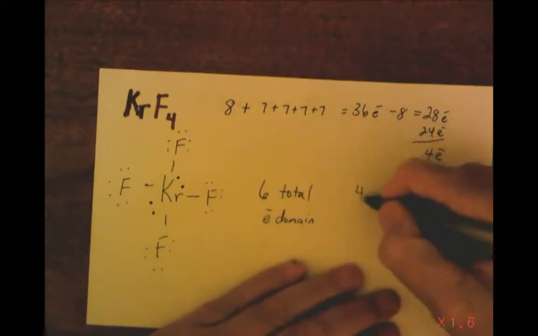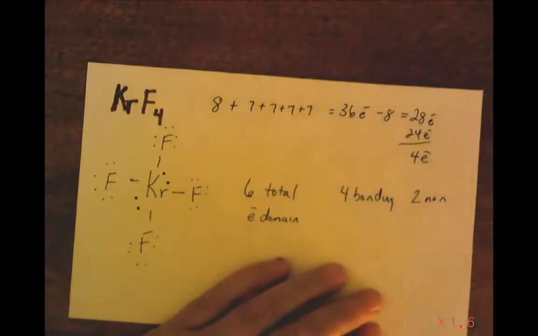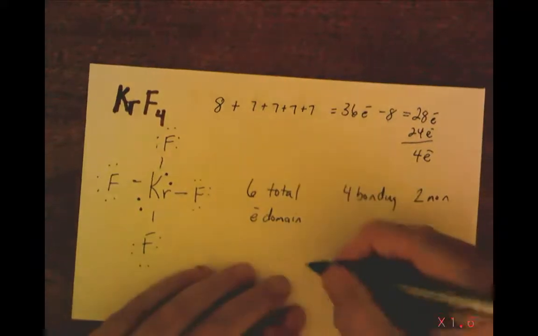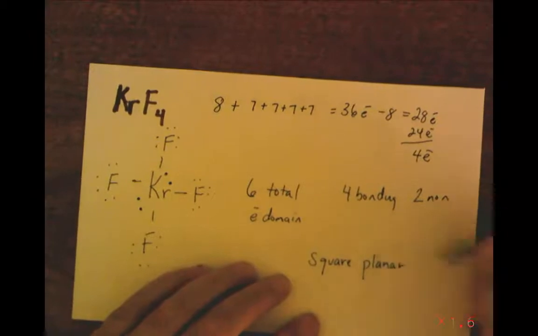I see 4 bonding and 2 non-bonding. And so what do we have for a shape? Square planar.